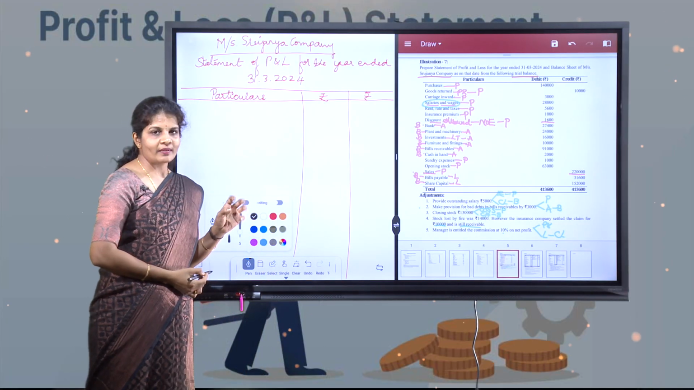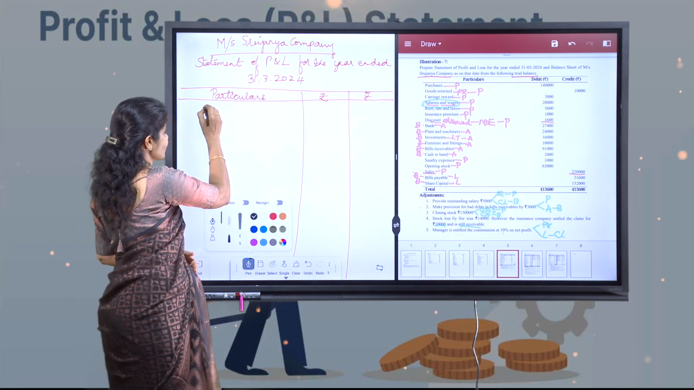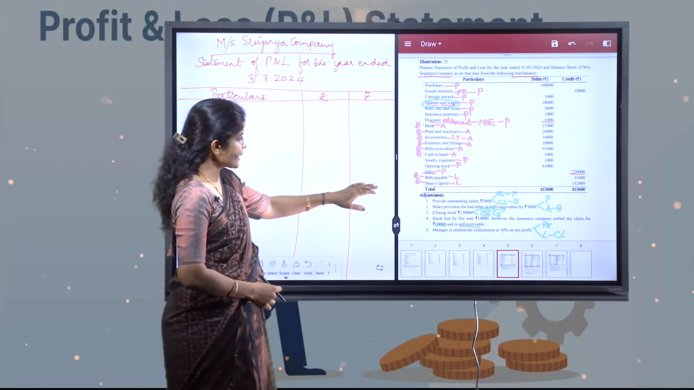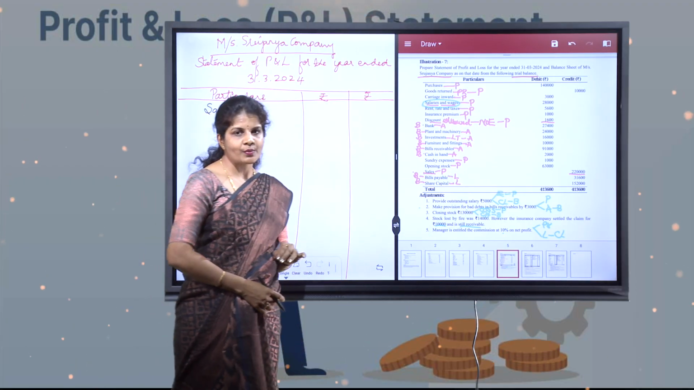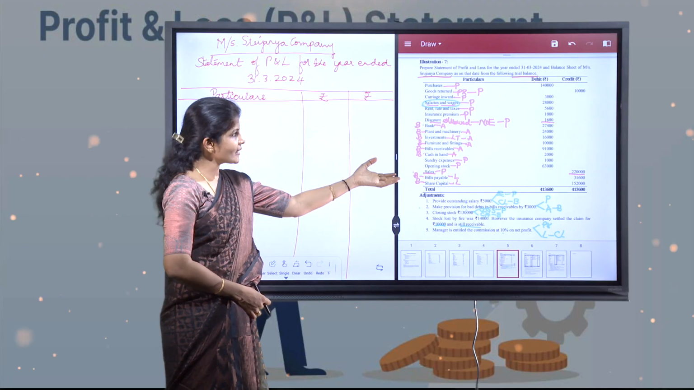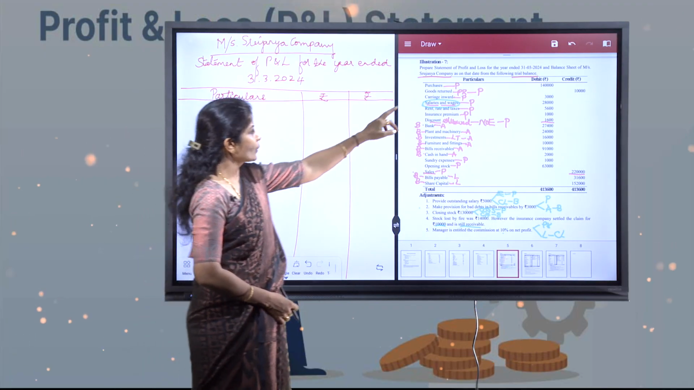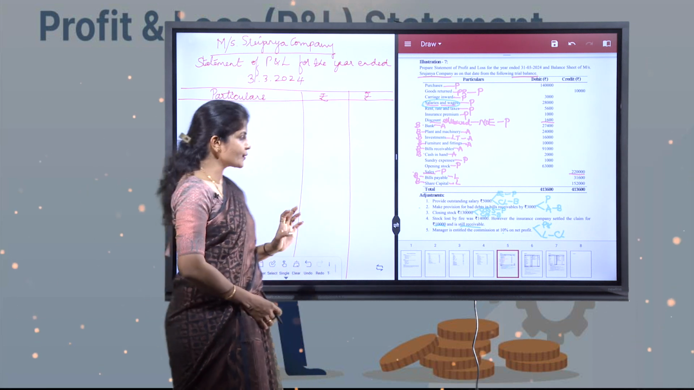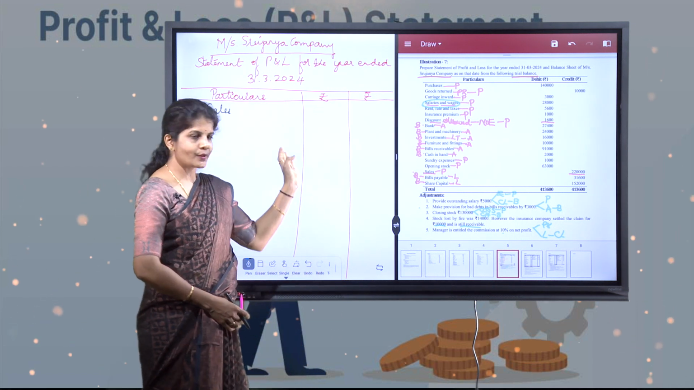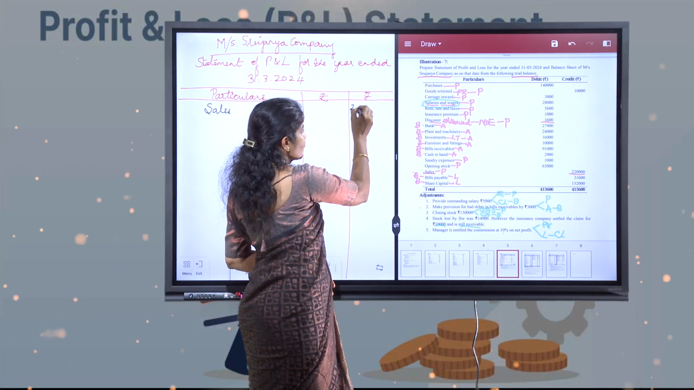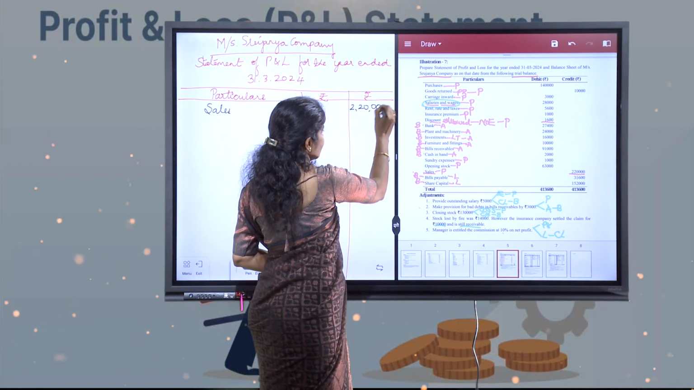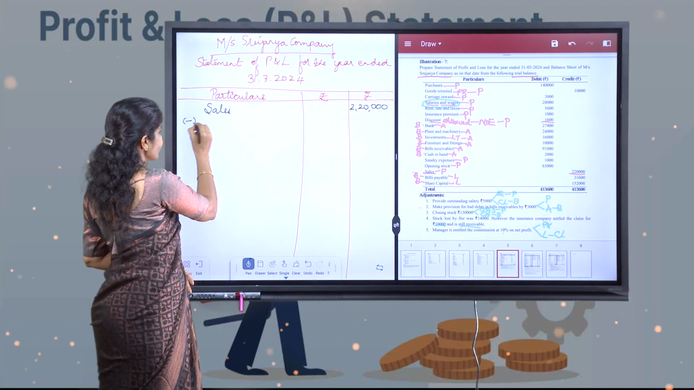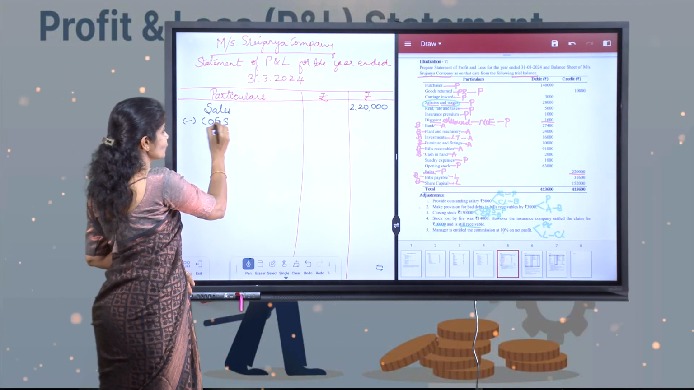Let us take one by one. First item is sales. What is the amount of sales here? Sales is 2,20,000. Since there is no sales return, only the goods return, that means a purchase return is given, there is no sales return. So I will take the amount of 2,20,000 directly to the outer column, sales 2,20,000, less cost of goods sold.